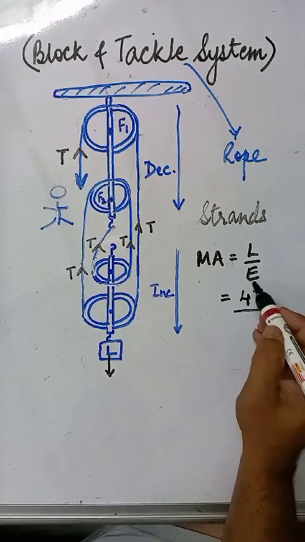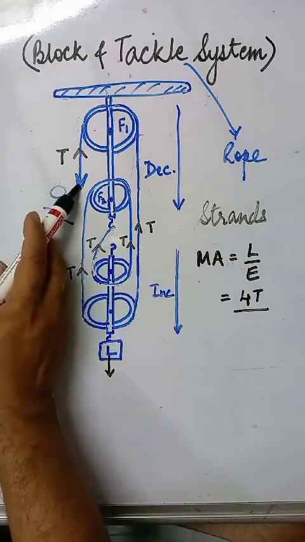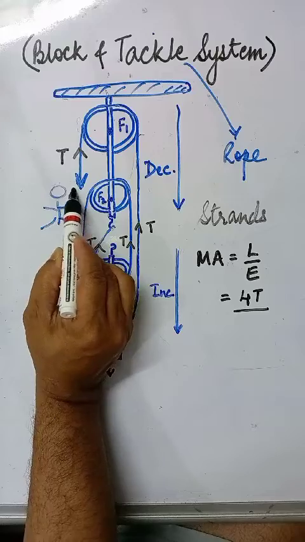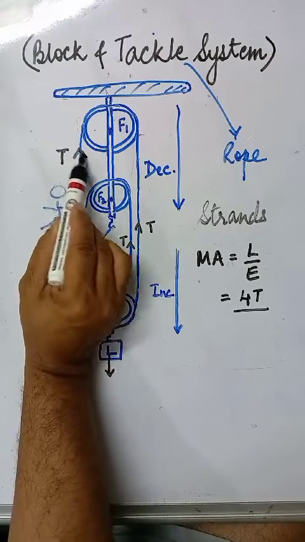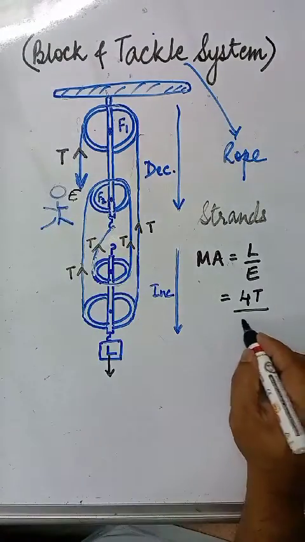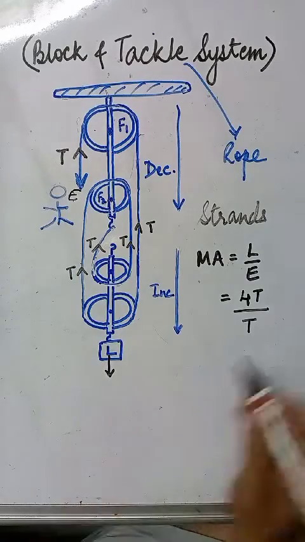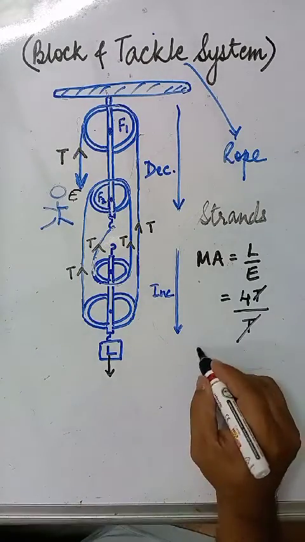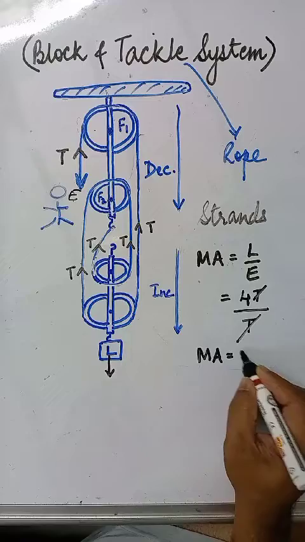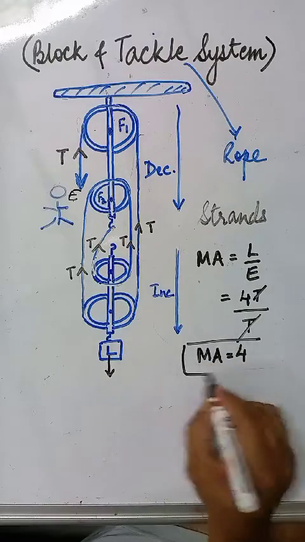Now at the bottom we have effort. You can see that this is the person providing effort. So this effort has to be equal to a single T. So I will put a single T over here. T and T will get cancelled. Therefore, my mechanical advantage value will come out to be 4.